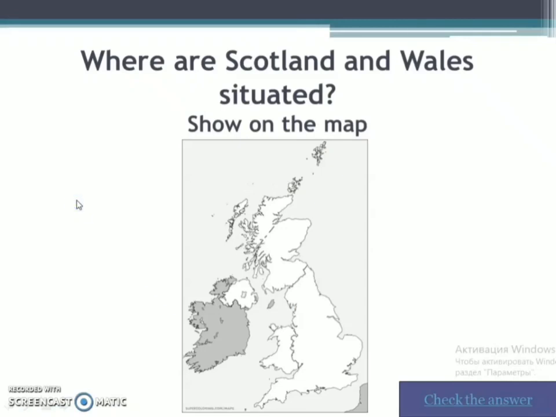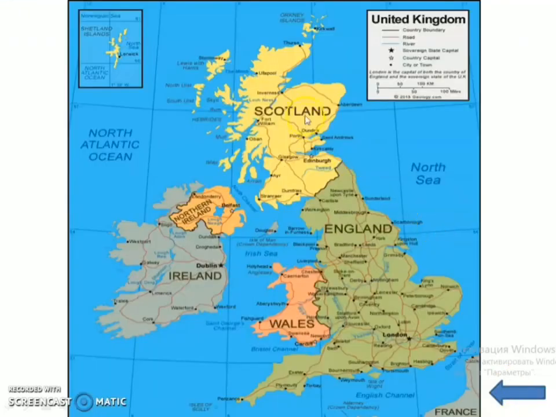Geography 200. Where are Scotland and Wales situated? Show on the map. So where are they situated? So Scotland is situated here, you see, and Wales. Nice work.